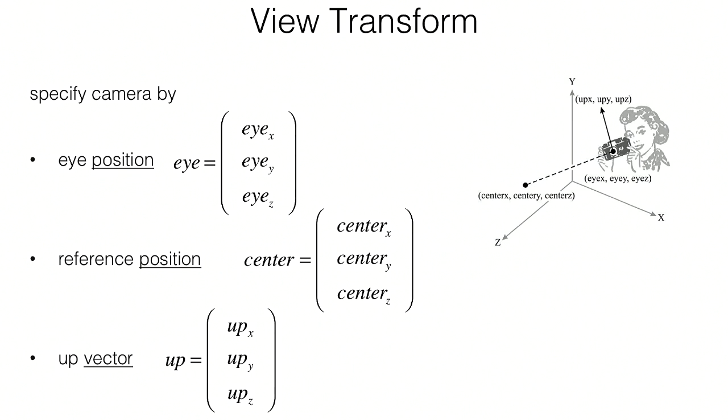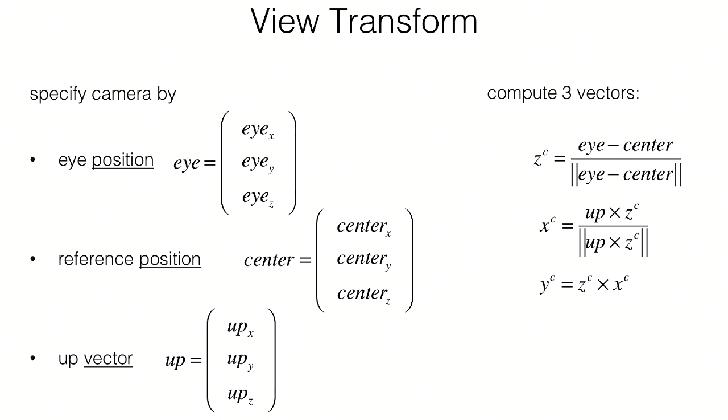And the eye position is considered the center of the camera. The reference position, or the center vector here, defines the point to which we want the camera to look towards. So essentially the camera looks along the vector defined by the difference of the center and the eye vectors here. And the up vector defines the up vector of the camera.